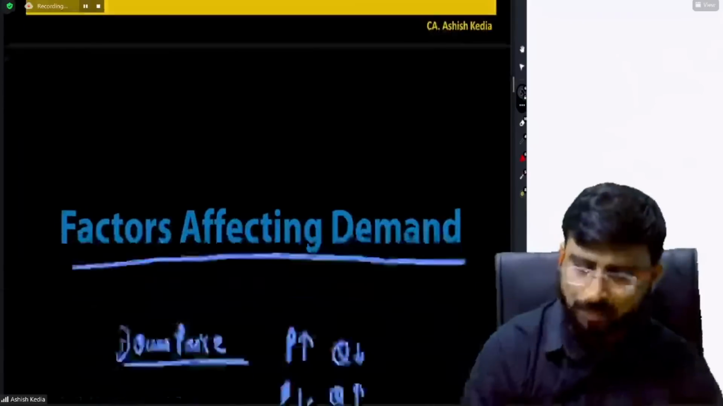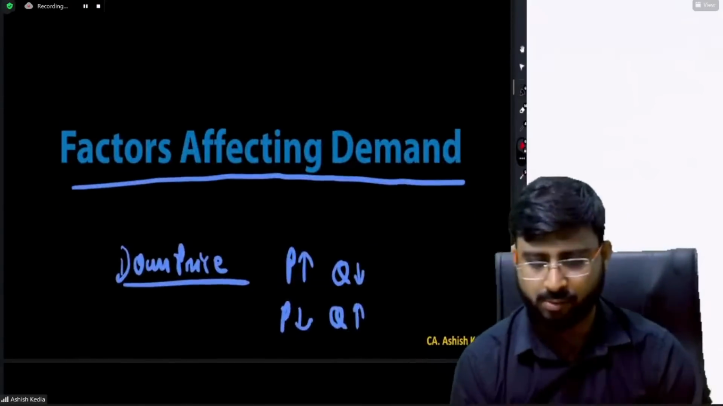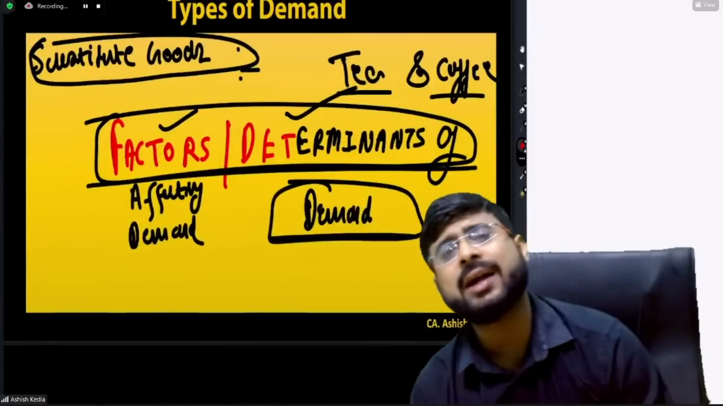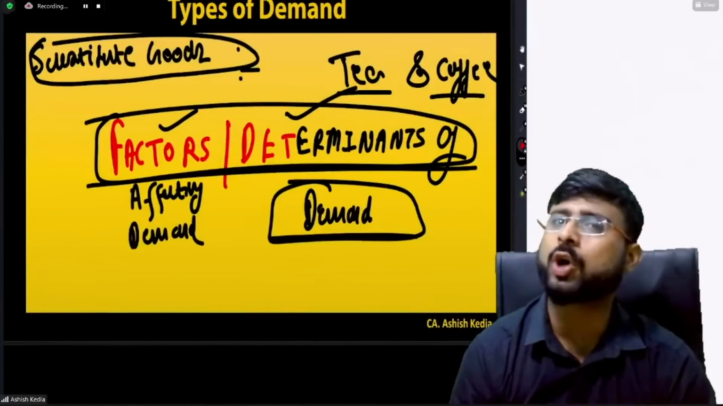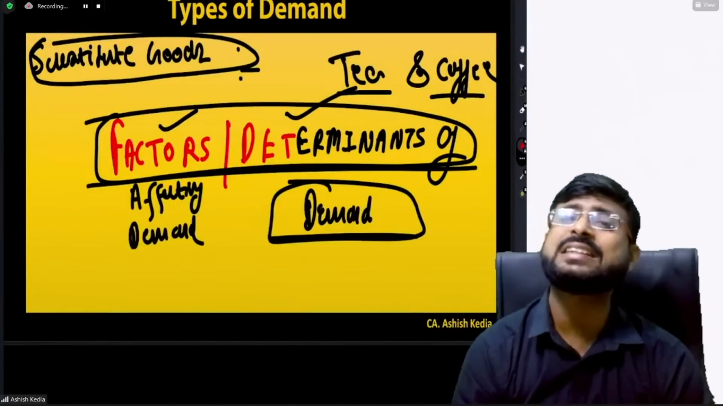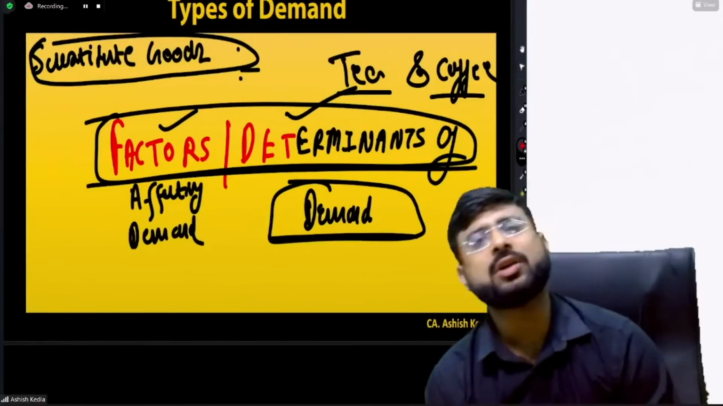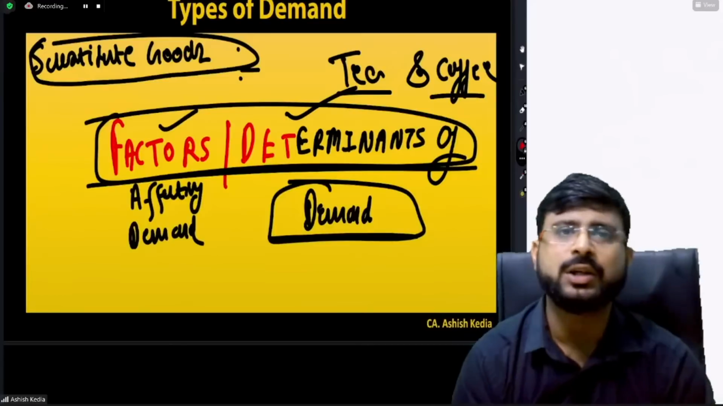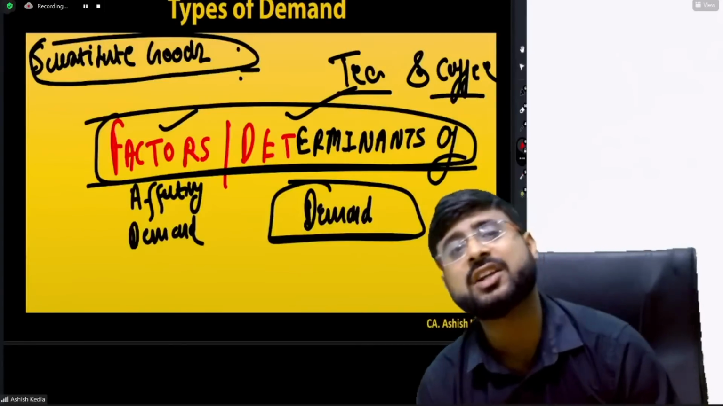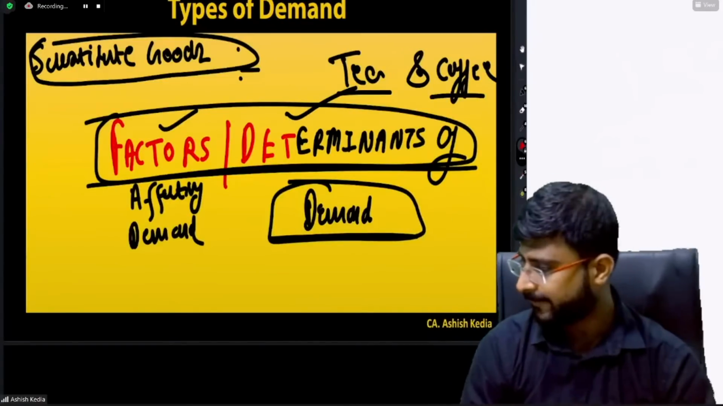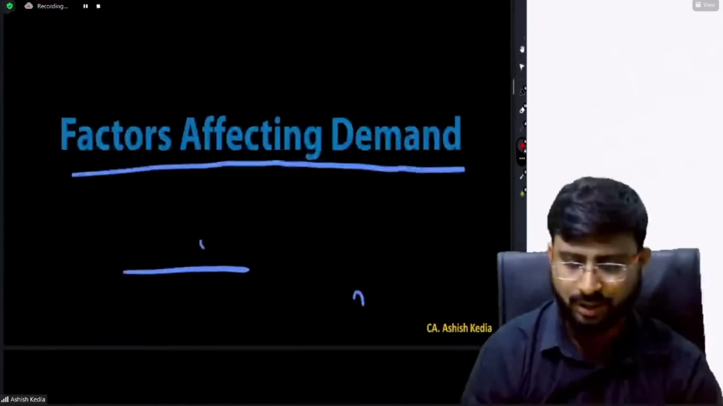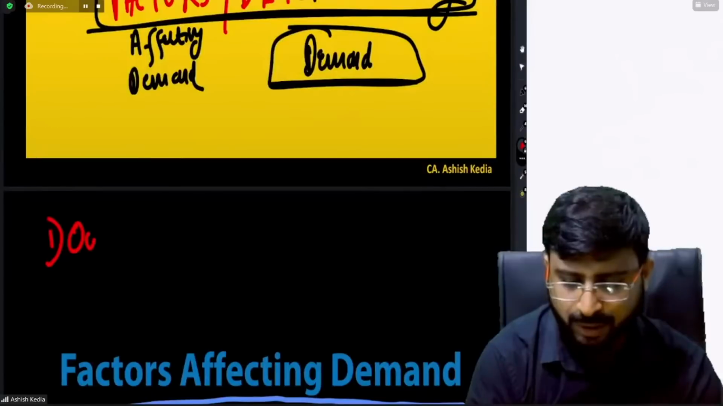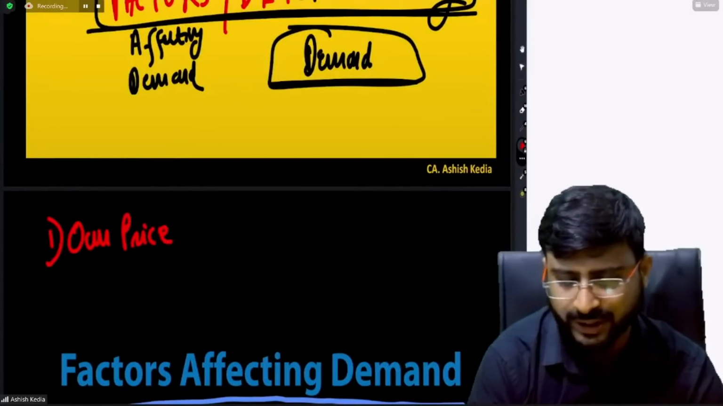All right. So number one, own price of the commodity. Here we are studying that demand depends on what things, on what concepts. On what does demand depend? Here we are studying that demand is affected by what factors? All right, let's go everyone. Number one is own price of the commodity.